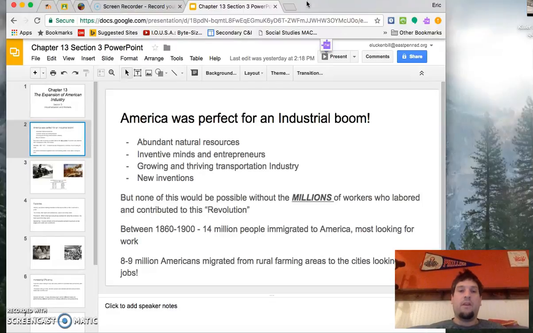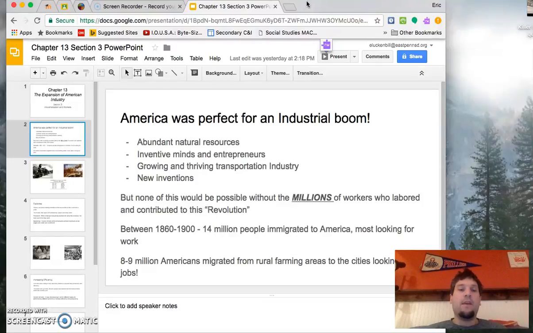As this slide shows us here, America was perfect for an industrial boom. We had so many things going for us that a lot of other countries lacked and needed to get from foreign nations. We had all the natural resources we needed to be successful. We had oil, iron ore, gold and silver and copper. We had a wealthy class that rose up after the Civil War of people who had money and wanted to advance their businesses and were willing to take risks to get ahead, which is largely what we call entrepreneurs. We had a transportation industry willing to support us with railroads and canals and a better road system.